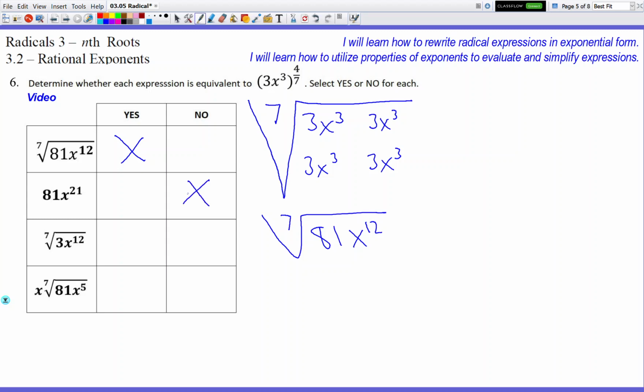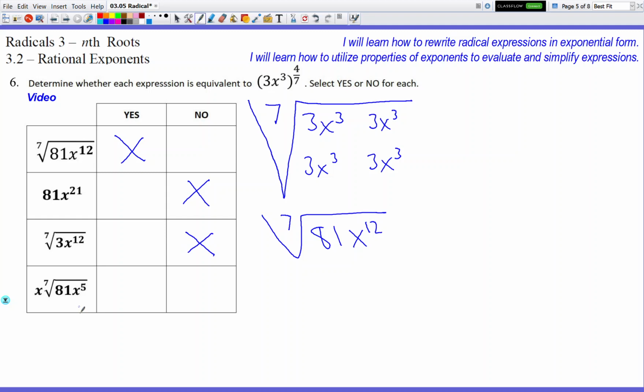Okay. Let's see. This third guy looks exactly like what I have here, except the only difference is my answer has 81. What they're saying could be correct, and I have to figure out whether it is or not, is they put a 3 in that spot instead. So, that doesn't look right either, so I'm going to say no.